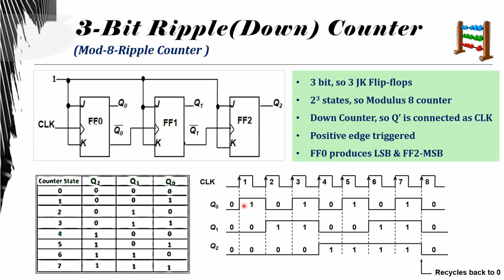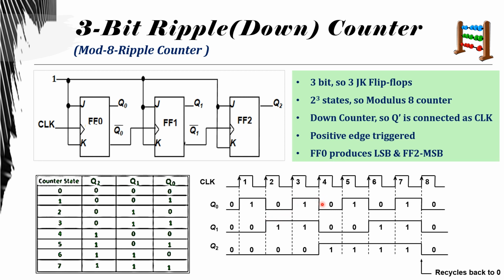Q0 bar is just the opposite of Q0. So we consider the negative edge of Q0, and the negative edge of Q0 means the positive edge of Q0 bar. During the negative edge of Q0, Q1 changes its state.